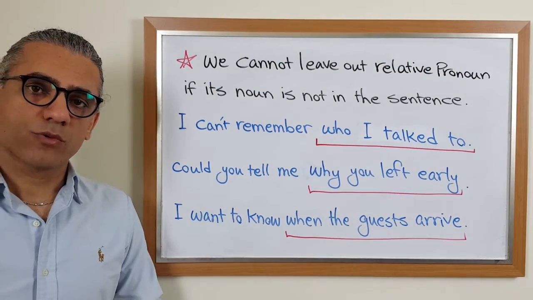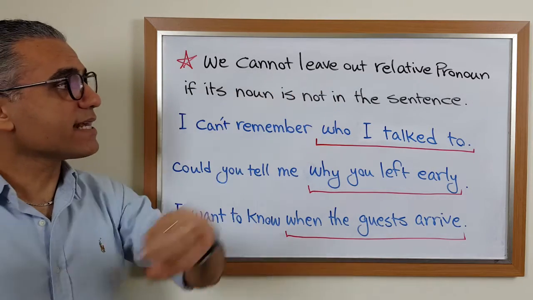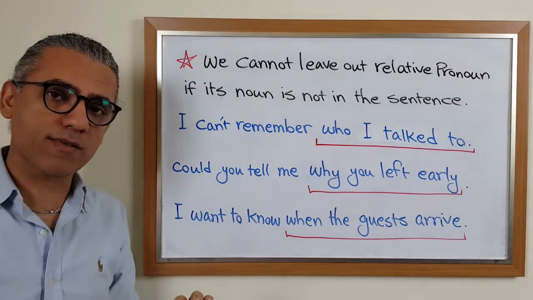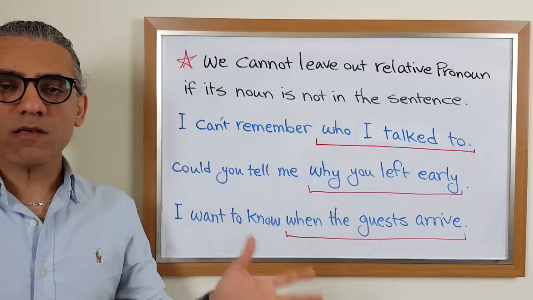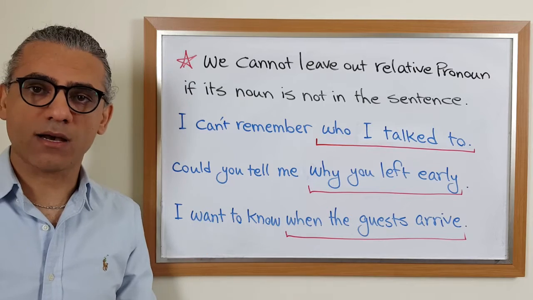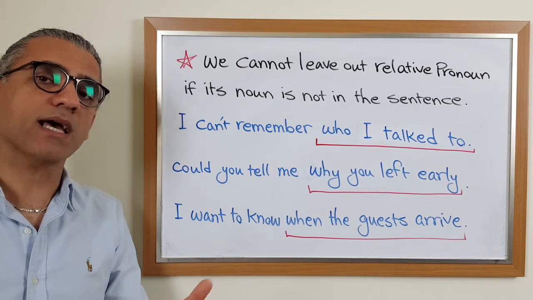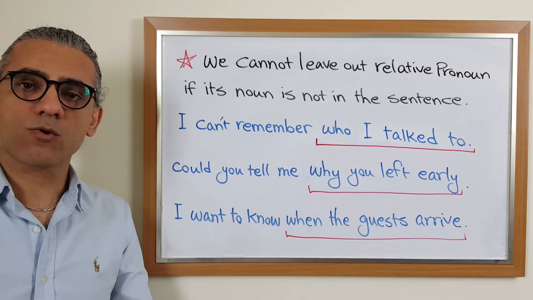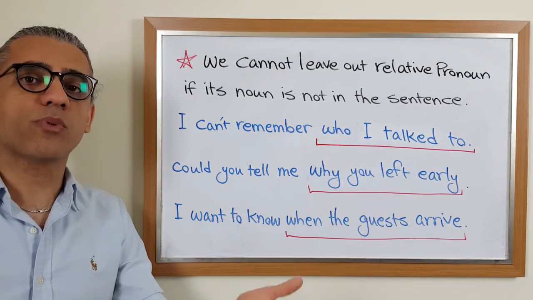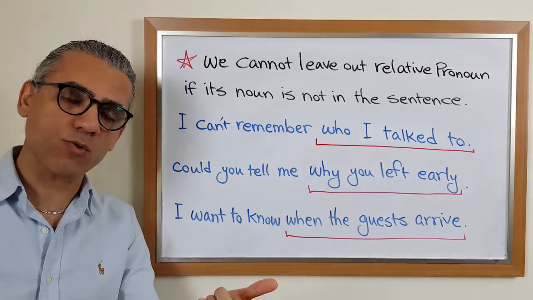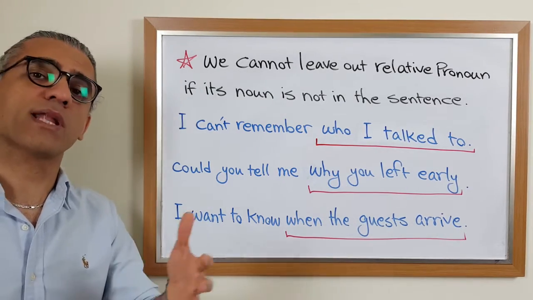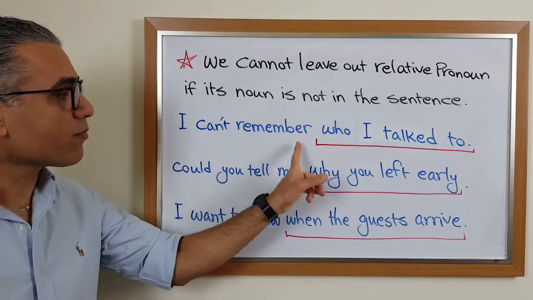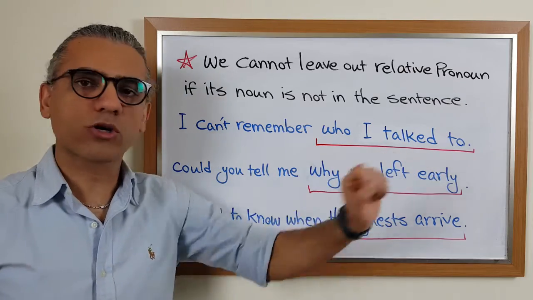Okay, there is a very important point here. We cannot leave out the relative pronoun if its noun is not in the sentence. What does this mean? It is called a pronoun, a relative pronoun. It means it is replacing a noun. We say, for example, this is the house which I'm going to buy, where which is replacing the house. So the noun is there and the pronoun is there as well. But look at this example. I can't remember who I talked to.